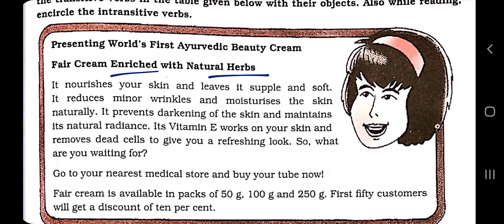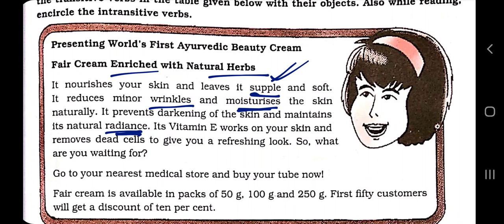It nourishes your skin. Nourishes means to give nourishment, nutrients to the skin. It nourishes your skin and leaves it supple. Supple means soft, that is not very stiff, a very good look, simple, shiny, soft look, basically a soft look. And it reduces minor wrinkles. Wrinkles means jhurriyan. And moisturizes. Moisturize means giving moisture, that is related to water. It gives moisture to the skin naturally. It prevents darkening of the skin and maintains its natural radiance.